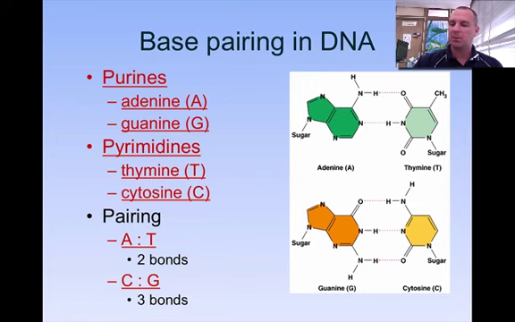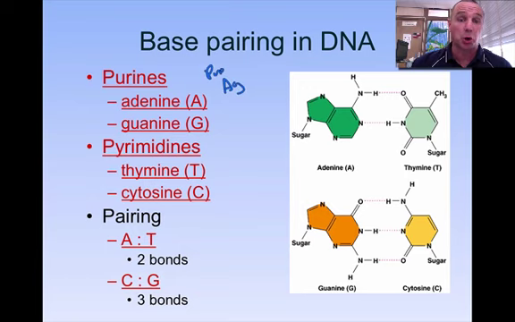Now, we also need to keep in mind that there are purines and pyrimidines found within DNA. You've already learned about those, but just a refresher. Your purines are A and G, if you remember, like pure gold, right? And your pyrimidines are T and C. Remember, a purine always goes with a pyrimidine. Now, A's and T's always bond together with 2 bonds, and C's and G's always bond together with 3 bonds.